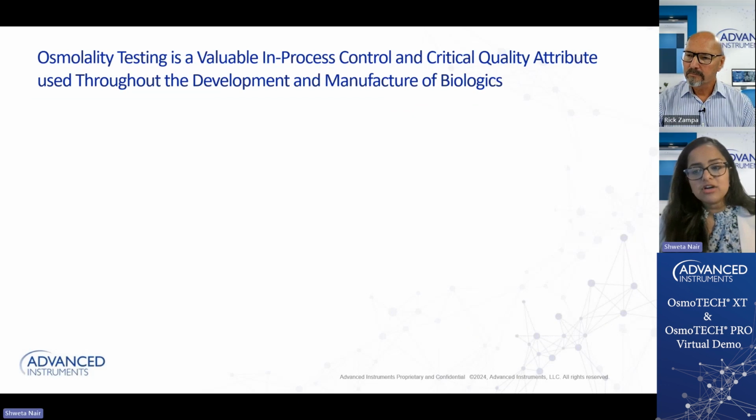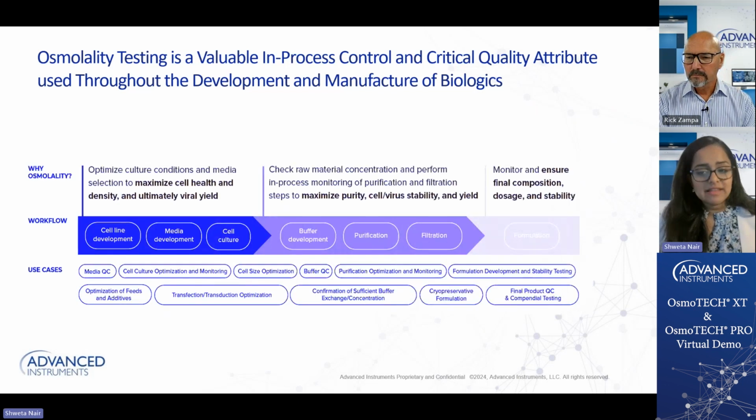Now, focusing in on our OsmoTECH osmometers, let's just take a few minutes to discuss some of the applications of osmolality testing in biological development and manufacturing processes. Starting with cell line development and through cell culture scale-up, osmolality can be used to confirm the concentration of your media and feed, and can really help you gain insight into optimizing the scale-up steps. In downstream purification workflows, osmolality is used to confirm your buffer concentrations, help ensure your buffer exchange, and measure the concentration of that drug substance.